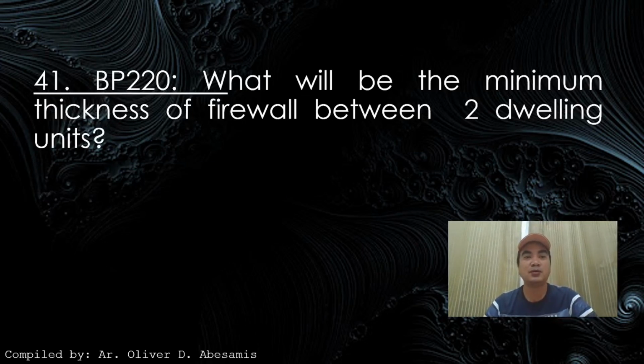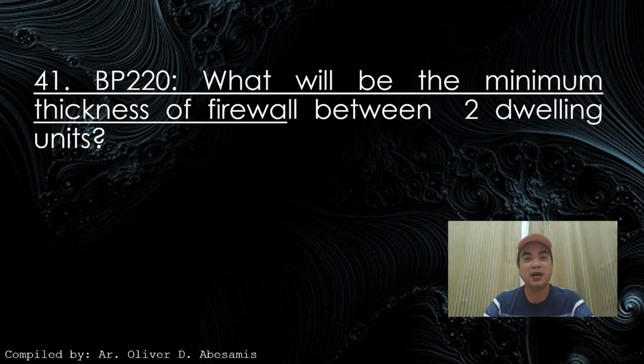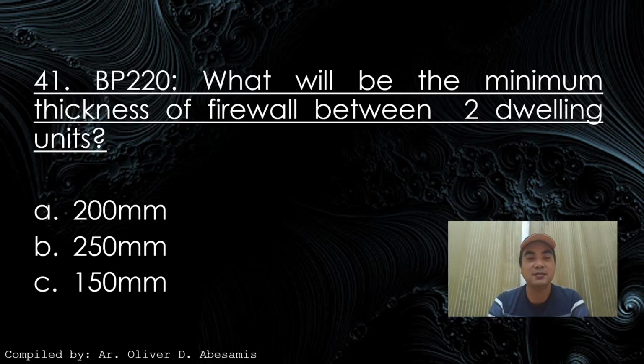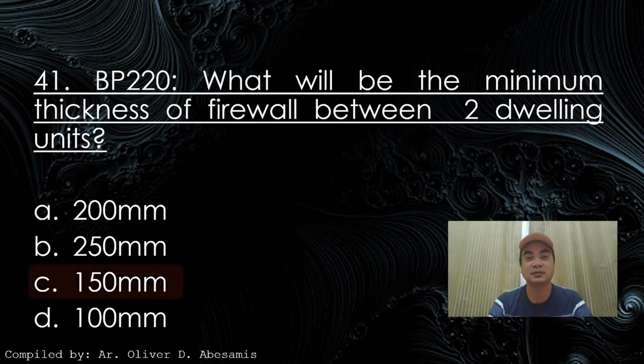41. As per BP220, what will be the minimum thickness of firewall between two dwelling units? A. 200 mm, B. 250 mm, C. 150 mm, D. 100 mm. Answer: C. 150 mm.